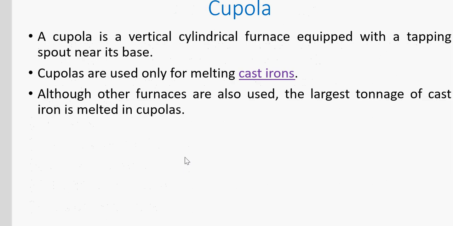Okay, let's start with the cupola furnace. It's a vertical cylindrical furnace having a tapping spout. That's where you can be able to tap the metal at its base. They are mainly used for cast iron, all right? So it's typically used because it has the largest tonnage in the processing of cast iron.